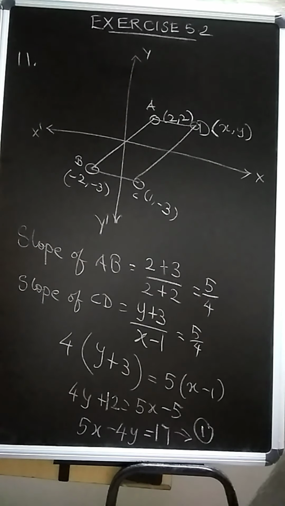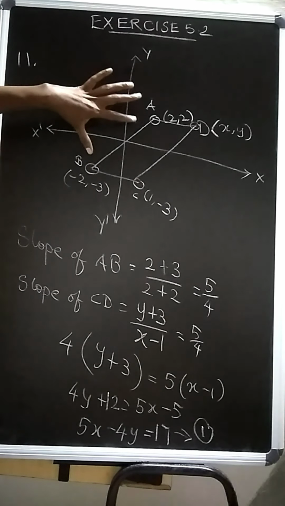They have already given in the question that ABCD is a parallelogram. What are the properties of a parallelogram? Opposite sides are parallel, and diagonals are not equal. That is the property of a parallelogram. So using this property, what are we going to do?